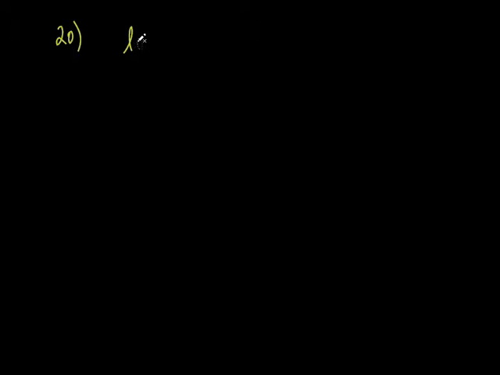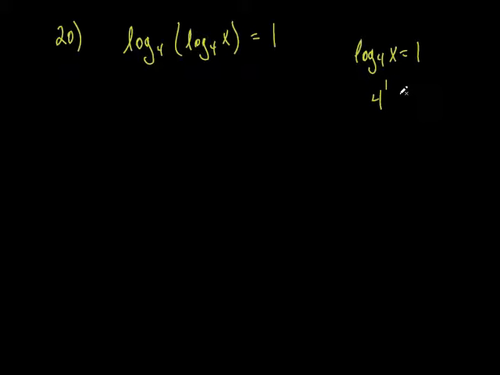Alright, so this is log base 4 of log base 4 of x, which equals 1. Alright, well let's think of this. What if it was just like log base 4 of x equals 1? How would I set this up? I go, 4 to the what? First. 4 to the first equals x, correct? So x is 4.